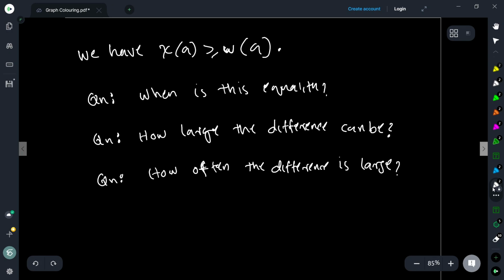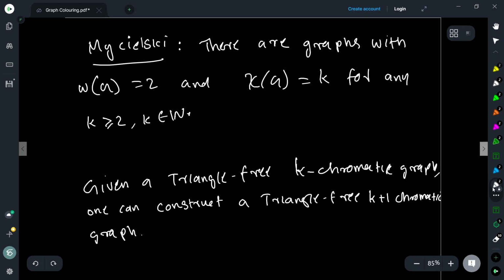So how do we go about doing this? This is the construction idea of Mycielski. He claims that there are graphs with omega of G equal to 2 and chromatic number equal to k, for any k greater than or equal to 2. Now, this is how it works. I'm going to tell you how to construct it.